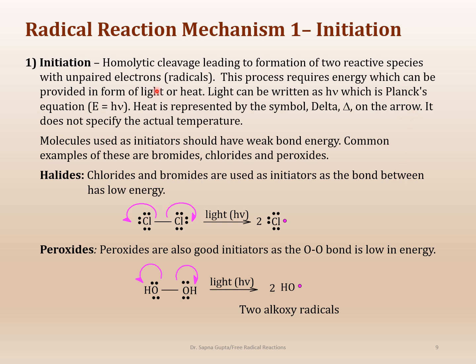So here's the initiation. Initiation is when you have the homolytic cleavage, you're forming radicals. To form radicals, you need some sort of energy. What sort of energy do you need? You need either light energy, which is written as h nu, because that's Planck's equation, and Planck's equation is represented by E equals h nu, or you can use heat energy. Heat energy is represented by delta, this triangle symbol. So you can use either of those symbols to show that you are doing a free radical reaction.